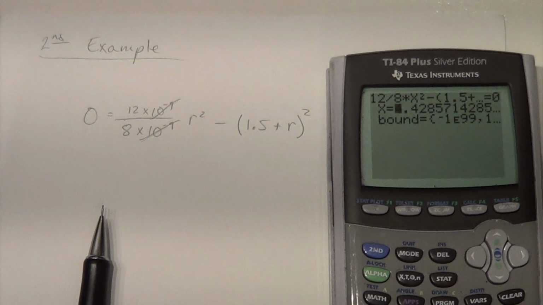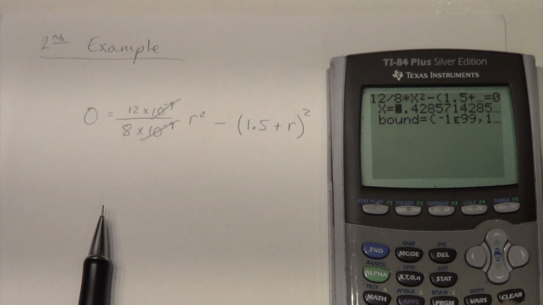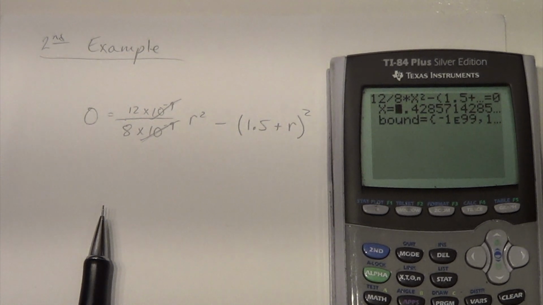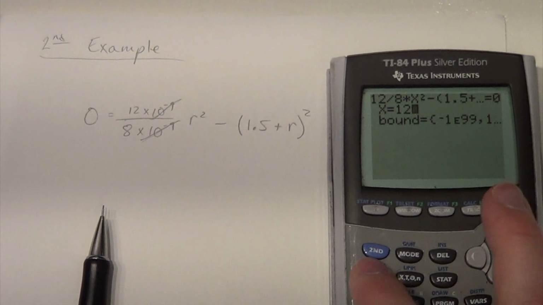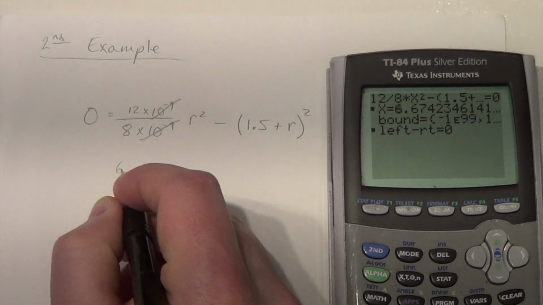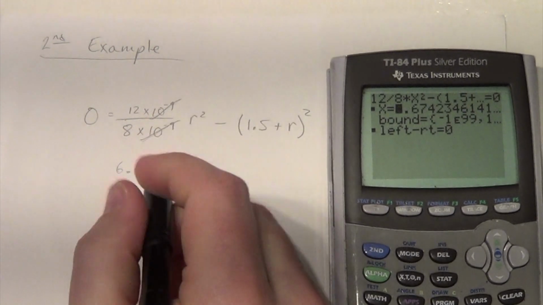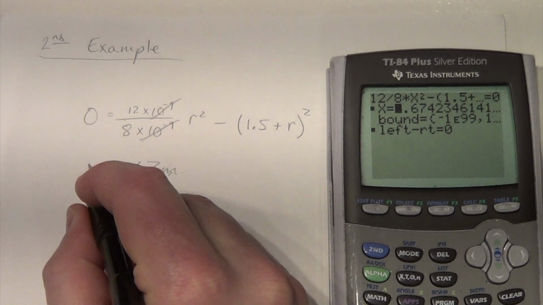Once we get that, we have to plug in an estimated answer. I'm going to guess a big positive number because there are going to be two solutions to our problem. One of them is going to be negative, one is going to be positive. So let's just put in a big number, like say 12, hit alpha solve, and I get 6.67 meters here for our r value.